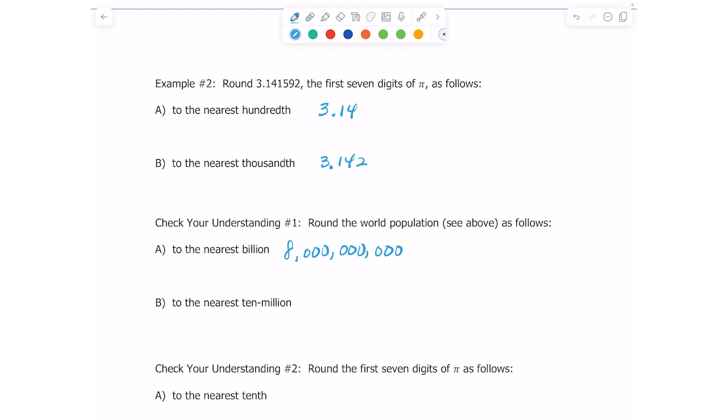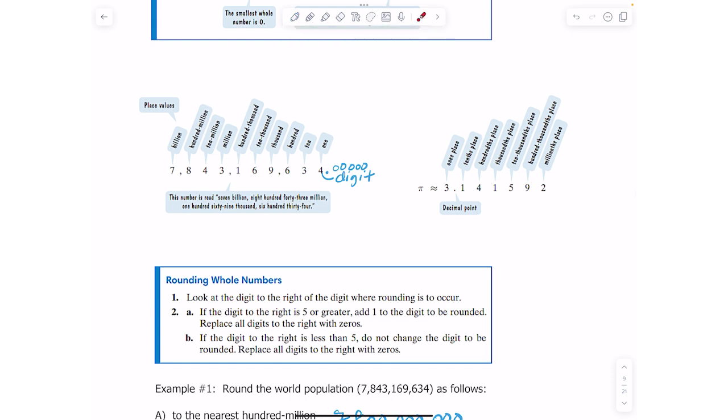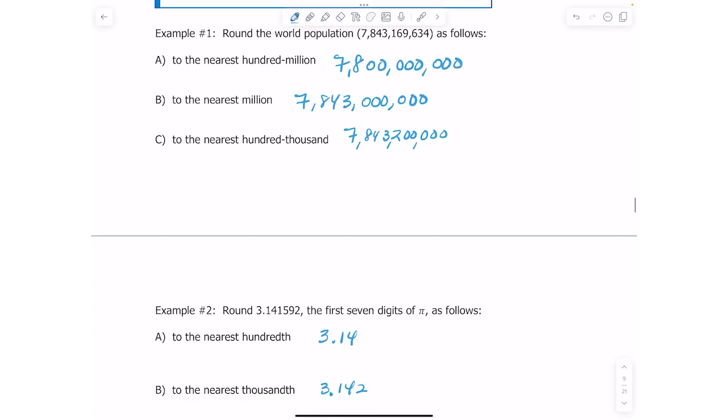If I rounded to the nearest 10 million, here's your world population. The nearest 10 million would be the 4. If I look to the right, that's less than 5, so we're just going to keep that the same. So it's going to be 784, and then we're just going to fill in zeros.